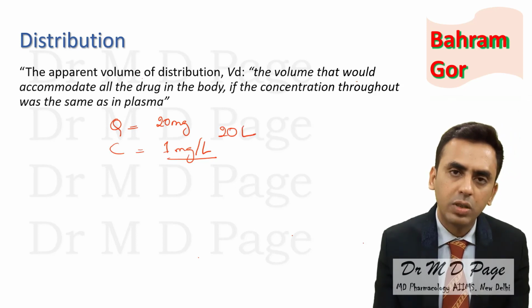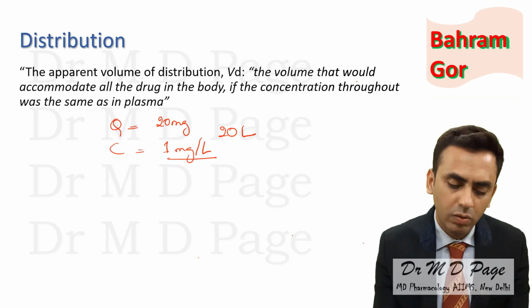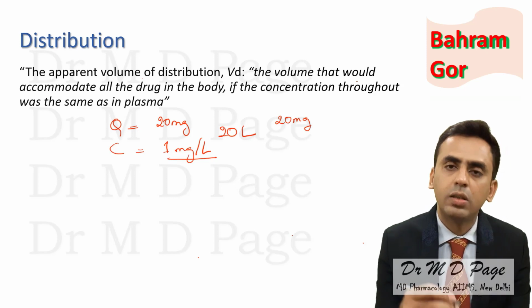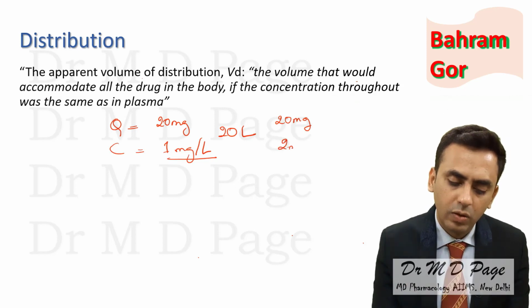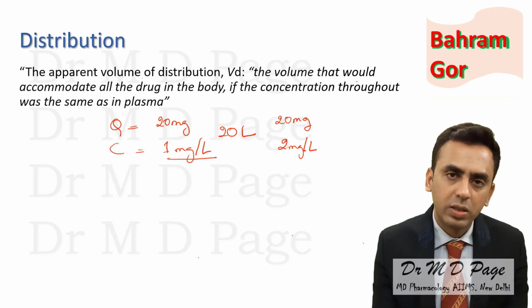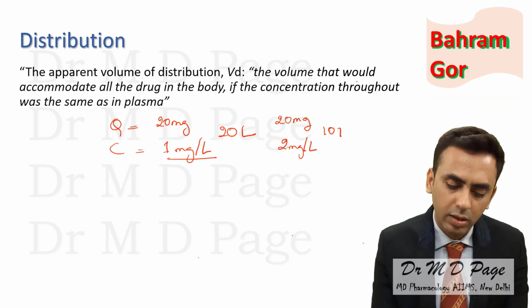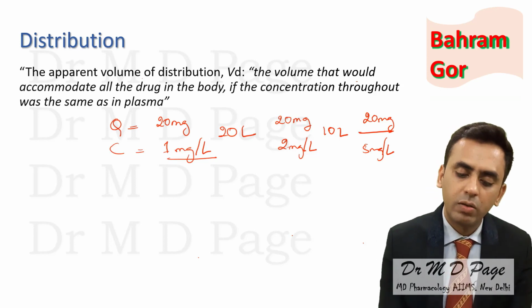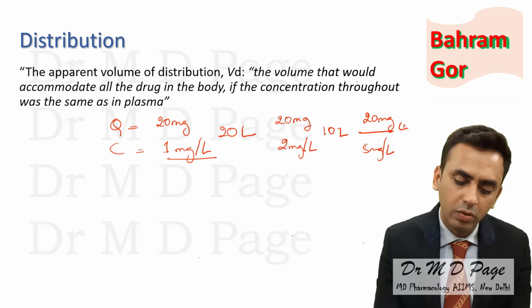In 1 liter, 1 mg is there. For 20 mg, 20 liters. Similarly, if the drug injected is 20 milligram and the concentration is 2 mg per liter, in 1 liter 2 mg, how many liters for 20 mg? 10 liters. Again, if the concentration is 5 mg per liter, how many liters will we require? 5 mg in 1 liter, 20 mg will be in 4 liters.